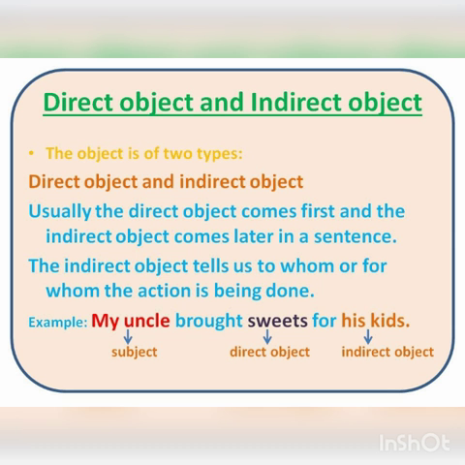The object is of two types, direct object and indirect object. Usually, the direct object comes first and the indirect object comes later in a sentence. The indirect object tells us to whom or for whom the action is being done. As we saw in the previous sentences, let us see another example.